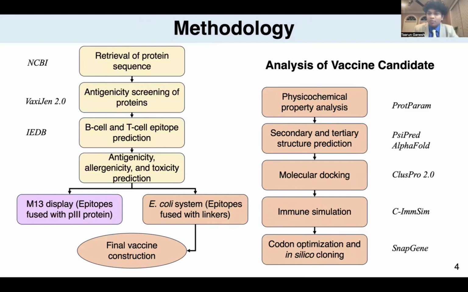So going back into more of a methodology aspect, from the NCBI server, as I mentioned before, we retrieved that rotavirus polyprotein sequence. And using that polyprotein sequence, we screened each of those non-structural and structural proteins for antigenicity. And using that antigenicity prediction, we chose only the antigenic proteins to predict those B cell and T cell epitopes.